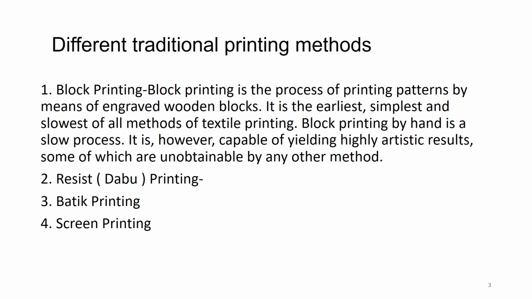Block printing is the process of printing patterns by means of engraved wooden blocks. It is the earliest, simplest and slowest of all methods of textile printing. Block printing by hand is a slow process. It is, however, capable of yielding highly artistic results, some of which are unobtainable by any other method. So, although it is very old, it is very unique.